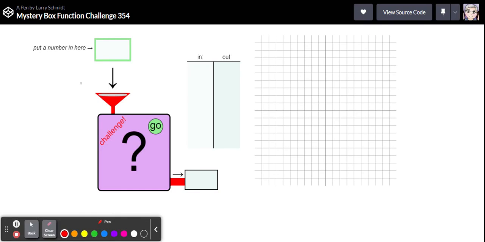In the purple box there is some math and your challenge is to figure out what it is. Because it's Friday, that math is going to be particularly challenging. If you'd like to try this out on your own, you can use the link in the description, and when you've got an idea, come on back and see if we get the same thing.